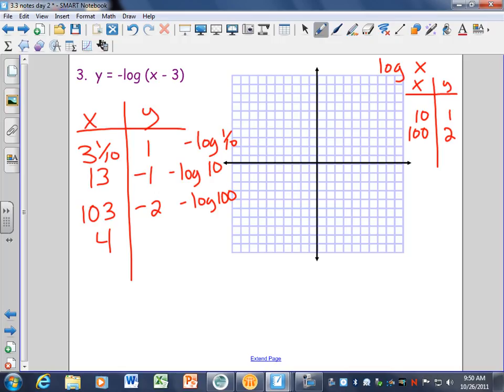Because 4 minus 3 is just 1, and what is log base 10 of 1? 0. So I just want to show you that you can pick those numbers. Since it's log base 10 though, you can really pick whatever you want. Like if I said 7, use your calculator and plug in negative log of 7 minus 3, which would be 4, and your calculator will give you a decimal. Do that, Henry. Do negative log of 4.